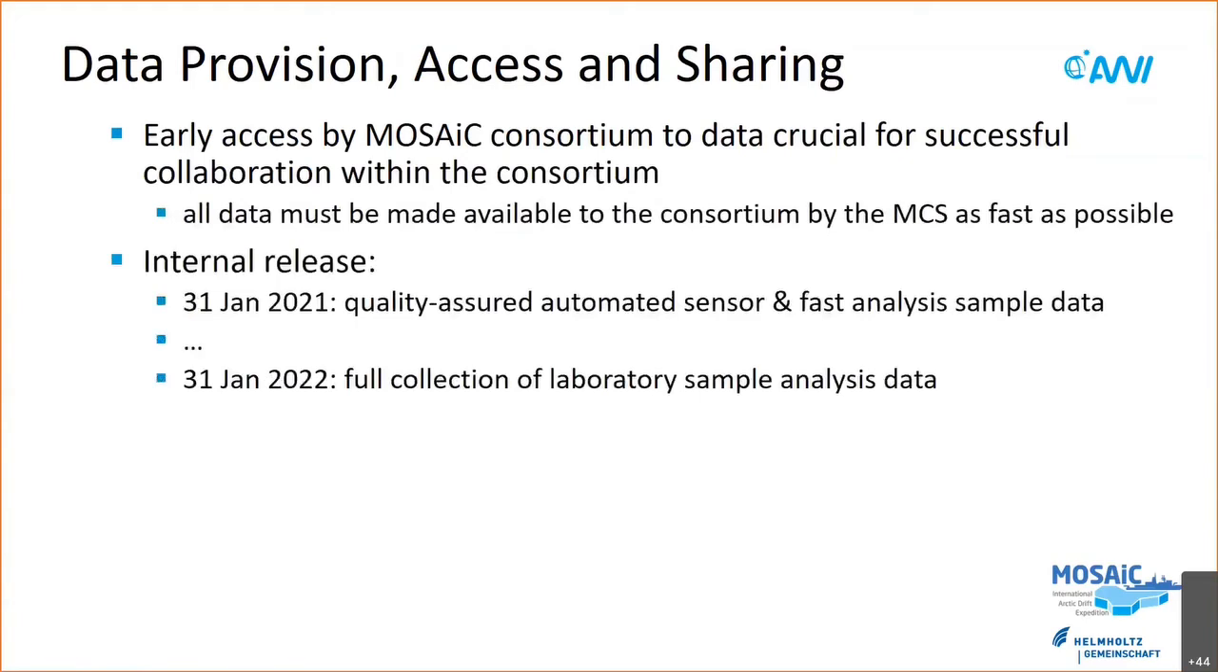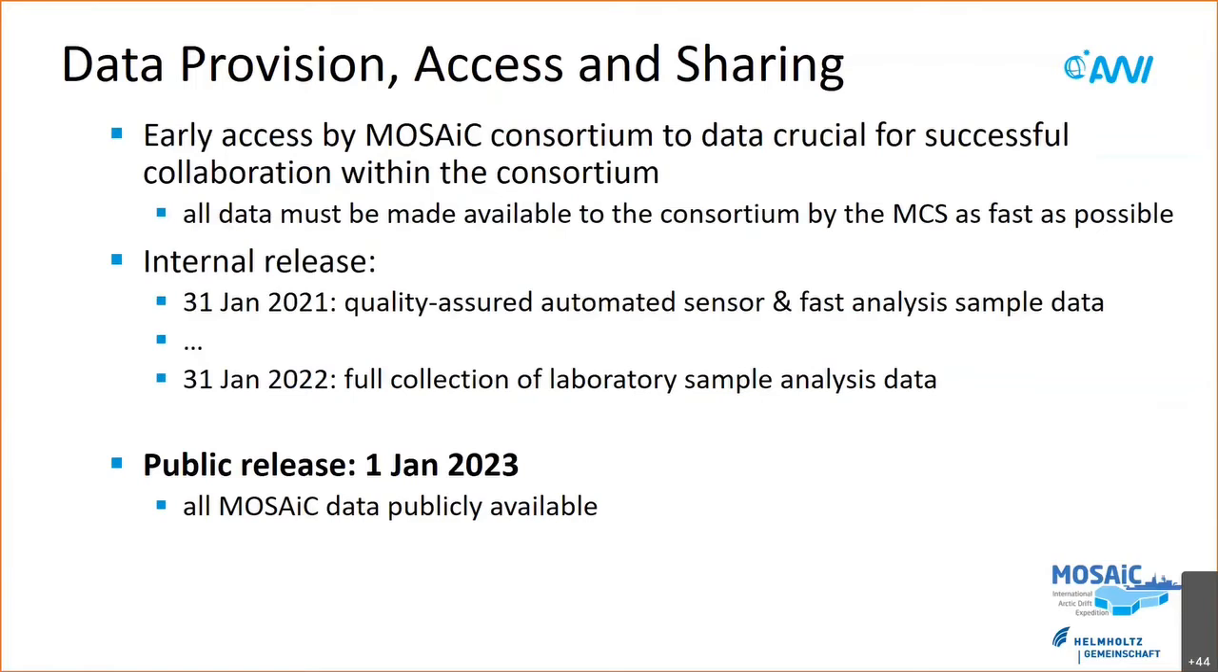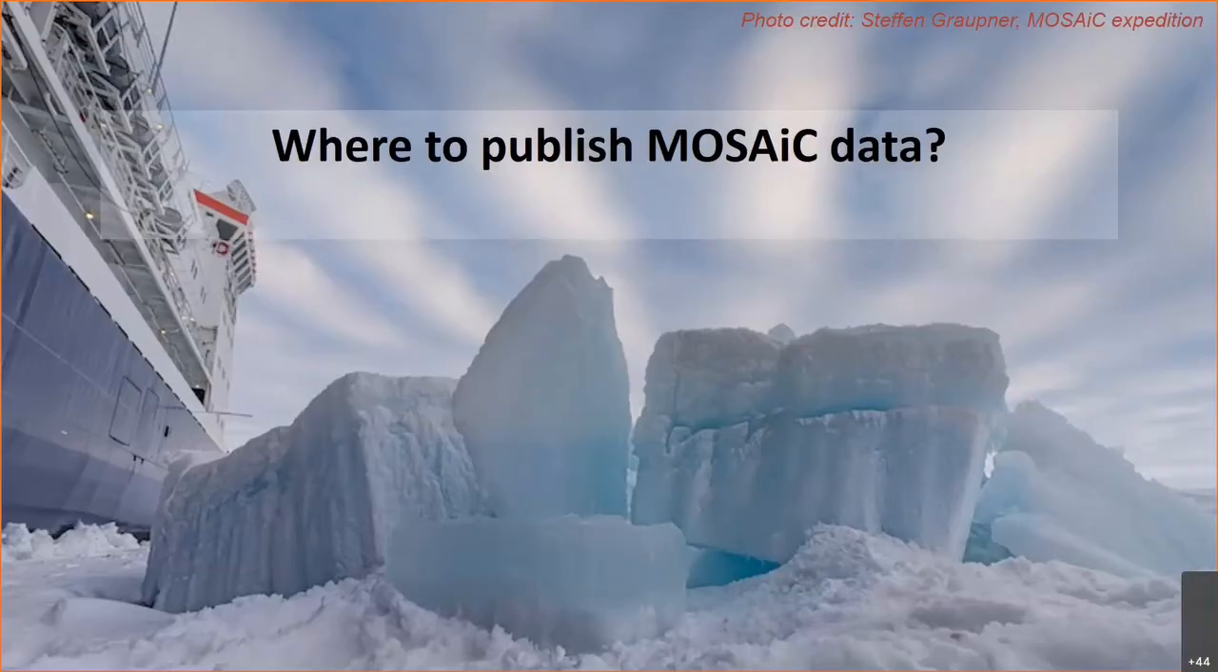It defines certain dates when the data needs to be released on the MCS or by other means to the MOSAIC consortium. But most importantly, it defines the public release date by 1st of January 2023. So this is the date by which, according to this agreement, all MOSAIC data should be publicly available. So this is to be kept in mind.